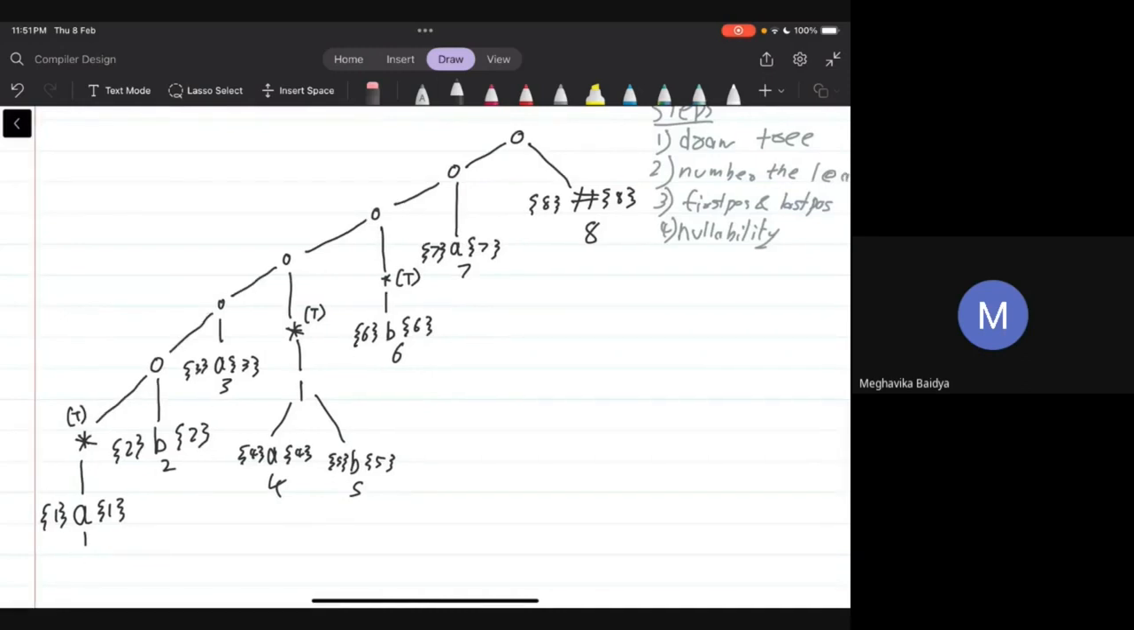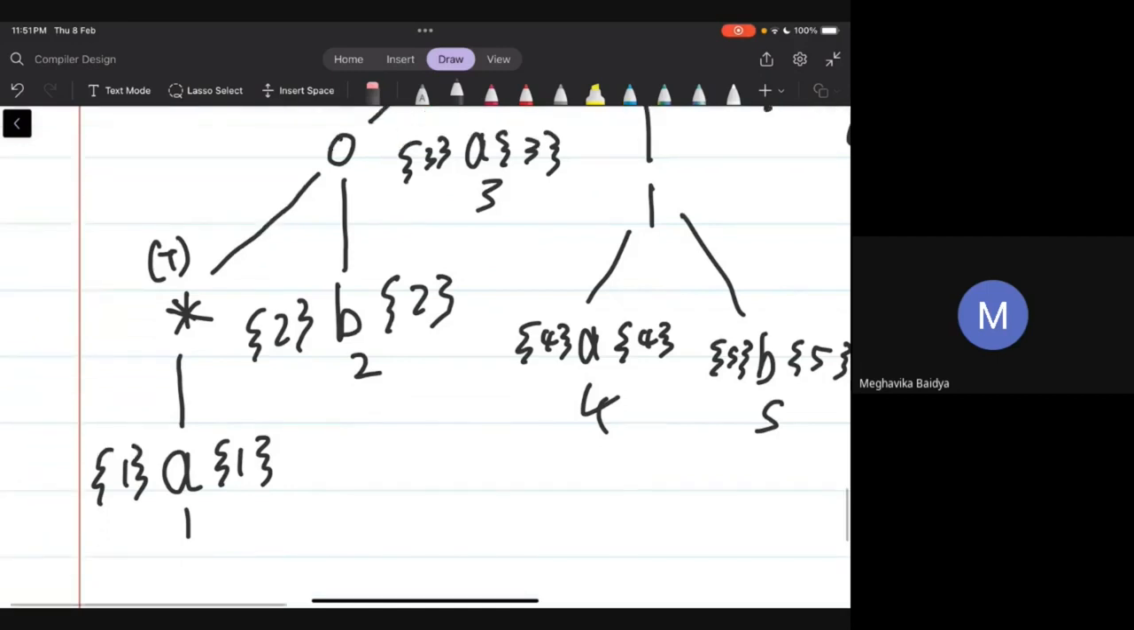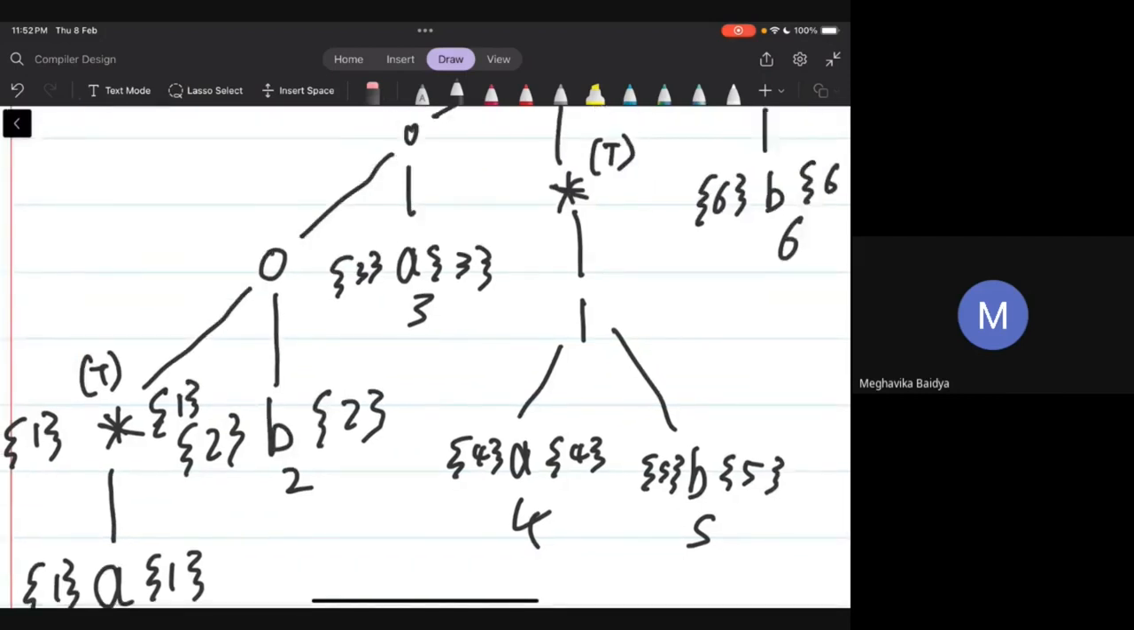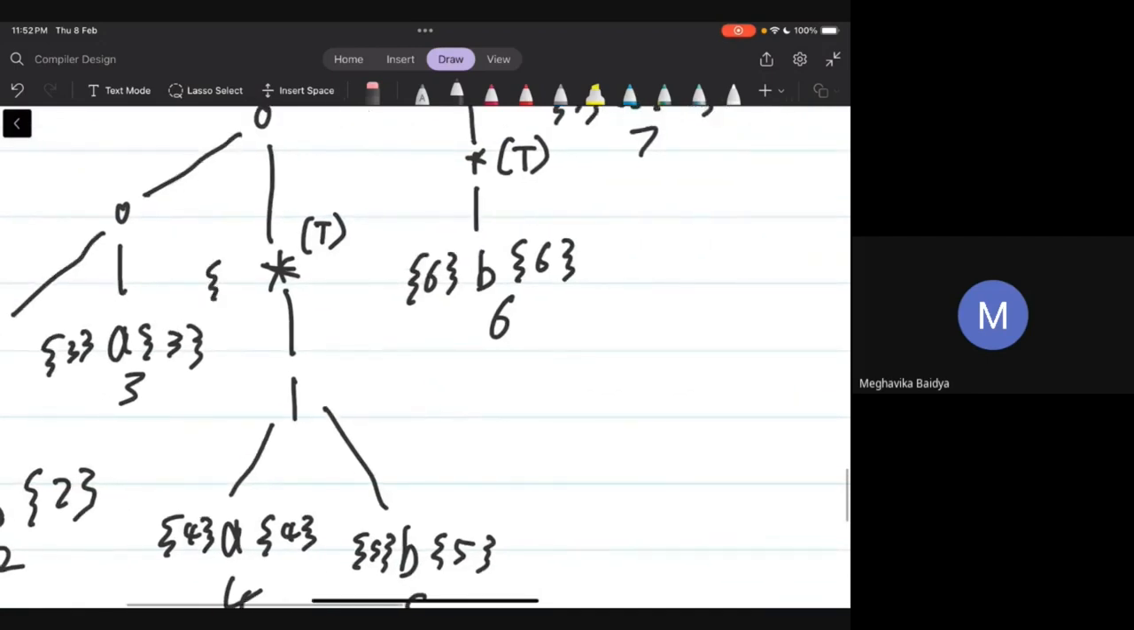Now you go along with the firstpos and lastpos for the rest of the nodes. For star, it's always what's below it. Below star, it's A, which is 1 and 1, firstpos and lastpos. So star will take the same thing, 1 and 1. For star, firstpos and lastpos are always what is below it. For this concatenation, we'll come later to this. Let's finish the other part first. We have some more stars, and for this star, it's again the same.